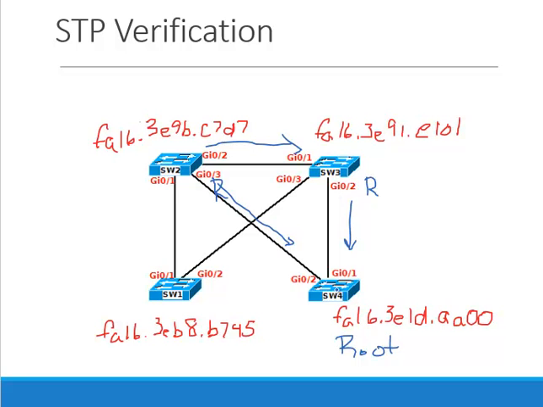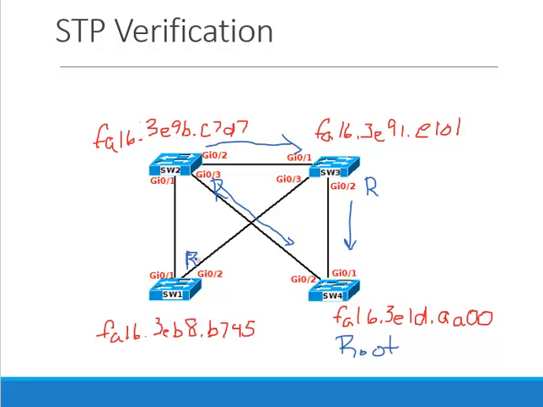So now what's the tiebreaker? Lowest neighbor bridge ID. If he goes up this one, the neighbor's bridge ID is going to be the priority plus the MAC address, which is FA16.3E9B versus 3E91. This is the lower neighbor bridge ID, which will make port 2 on switch 1 our root port.